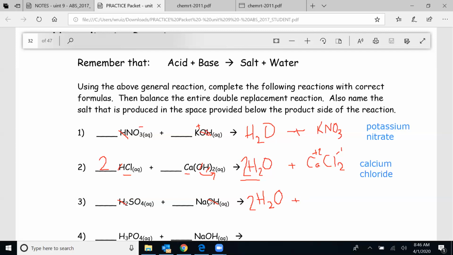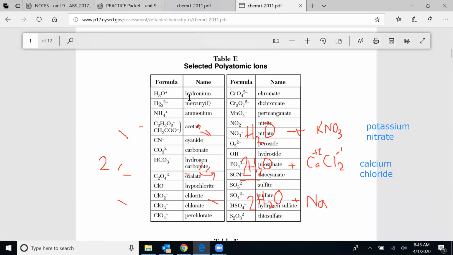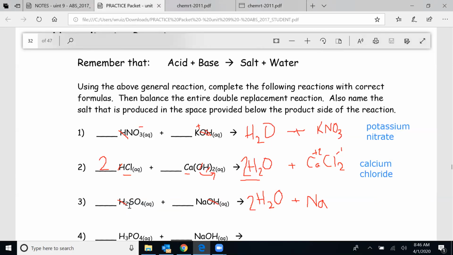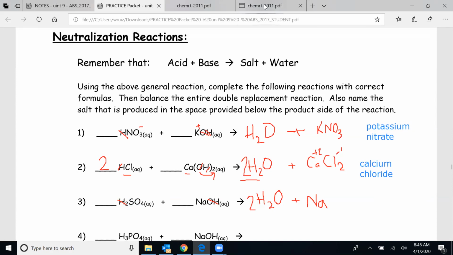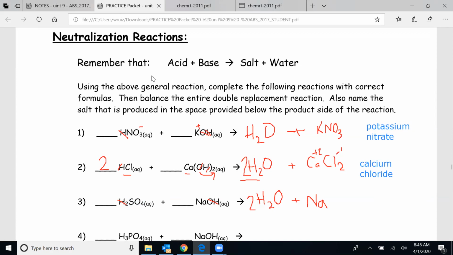Remember, Na has a positive charge. So I'm going to write that one first. And SO4, I've always told you guys that you don't have to memorize their names or their charges because they're right here, but you do have to recognize them. That when you see SO4 right there, it's a polyatomic ion, and it's right here, sulfate. Na SO4.